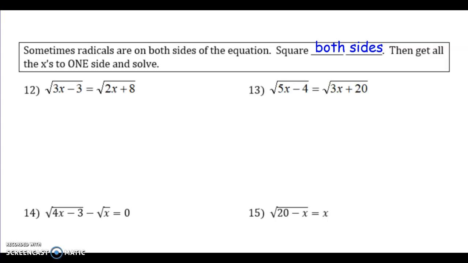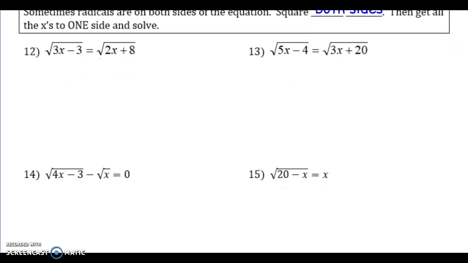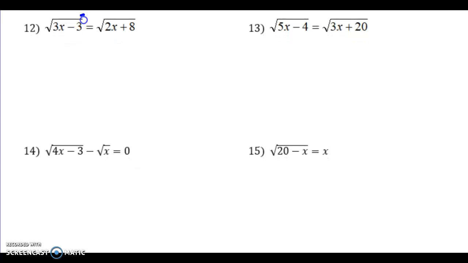Sometimes radicals are on both sides of the equation. So in this case, we're just going to square both sides. Then we get all the x's to one side, and we solve. So I'm going to square both sides. And then they go away. Yay! I just have a multi-step equation, which you've been doing forever. You know how to do this.